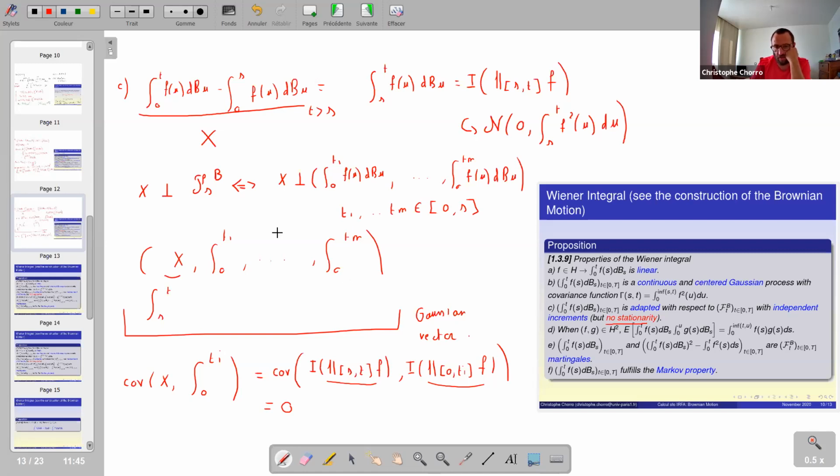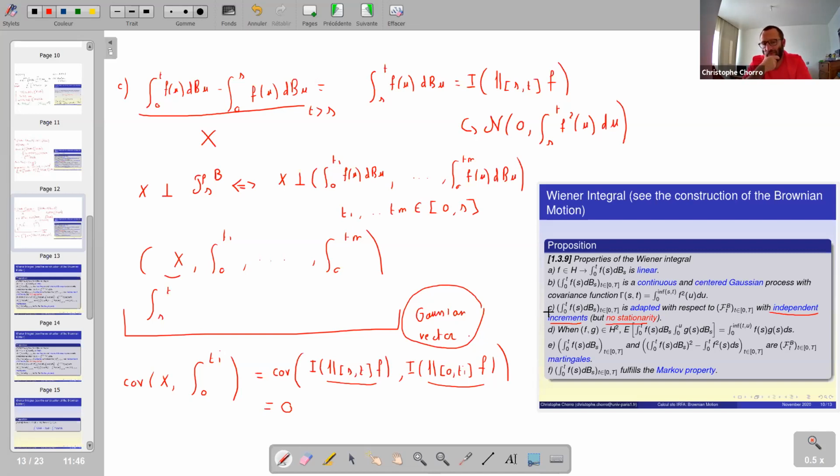Since this vector is a Gaussian vector, we know from a result concerning Gaussian vectors seen in chapter 0 that I have independent increments. If you have a look at the proof I did to prove that the Brownian motion, defined as I of the indicator function of (0,t], has independent increments, it's exactly the same proof I have done.